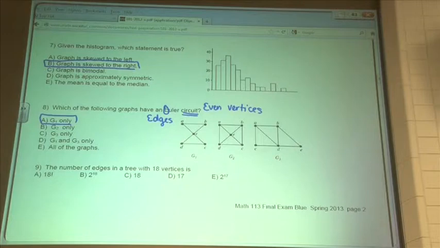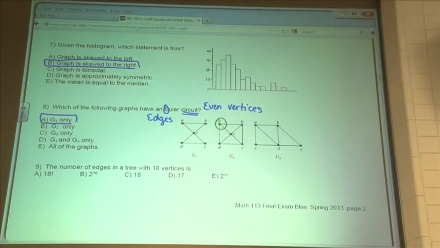Can you explain how it's A? Okay, look at the vertices. Count the number of lines coming out of each vertex. You want every vertex to only have even edges coming out of it. So if you look at G2, look at vertex A. How many lines are coming off of vertex A? It's odd, so it won't work. Same thing in G3. If you find just one vertex that's odd, it's out. No Euler circuit. Graph 1 is the only one that has all even vertices. All even. That's a good thing.